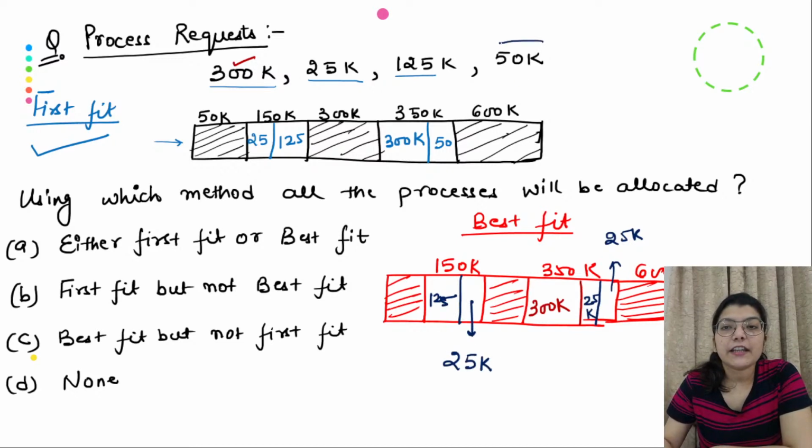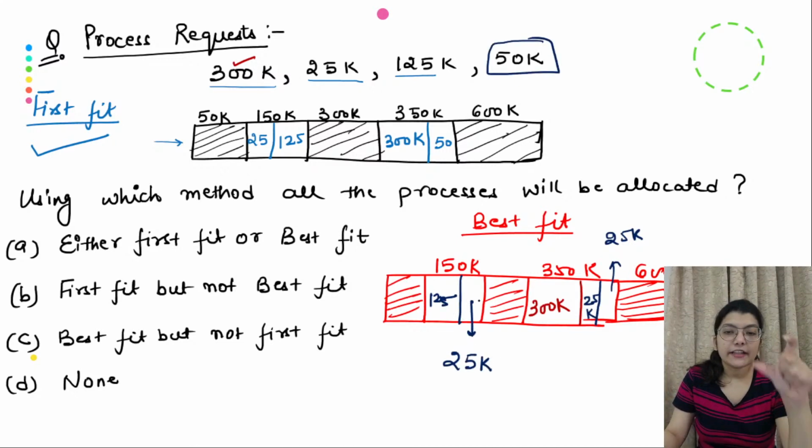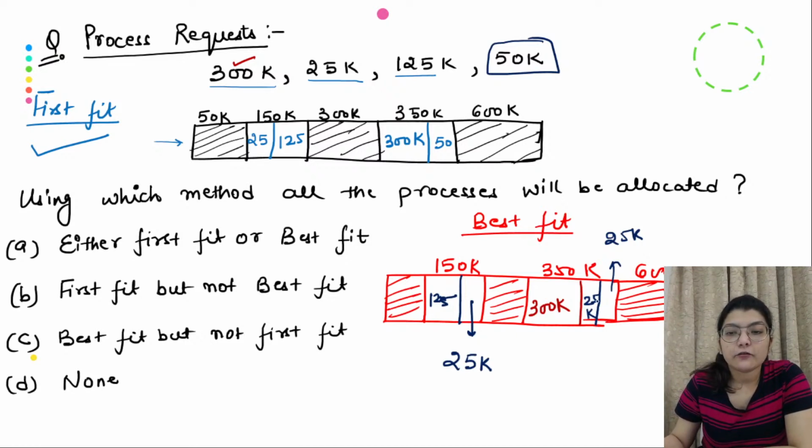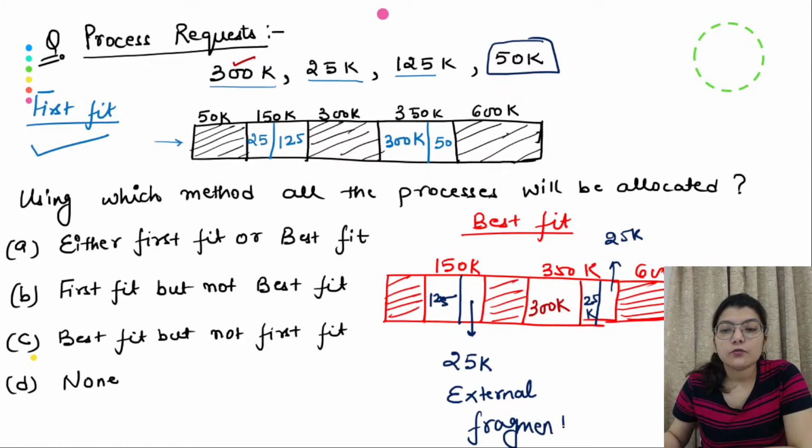Now I have 50k with me, but here if you see 25 over here I have and 25 over here. So this is which type of fragmentation? 25 over here and 25 over here, but I need 50 and I cannot use this because it is not continuous. This is an example of external fragmentation, right? So external fragmentation says that you have space with you, but that space is not continuous. So best fit की help से I cannot allocate all the processes. So answer will be option number B.